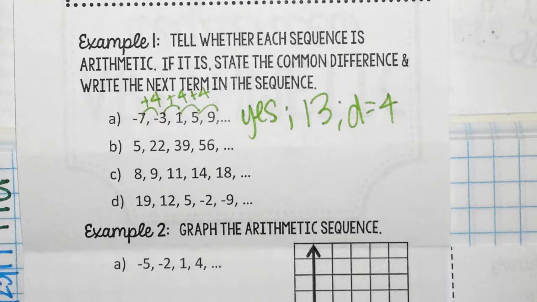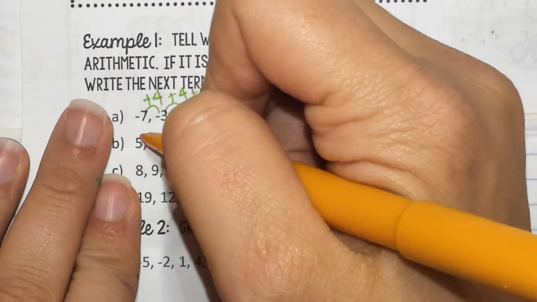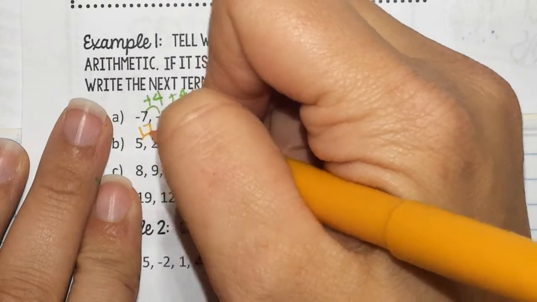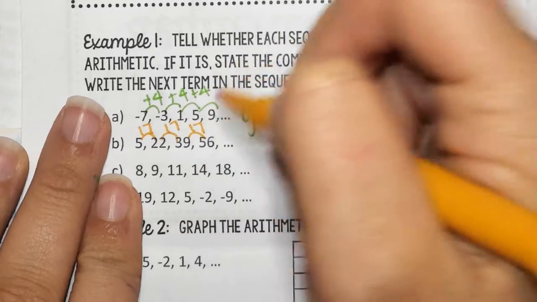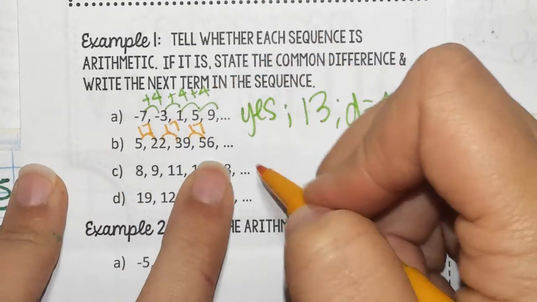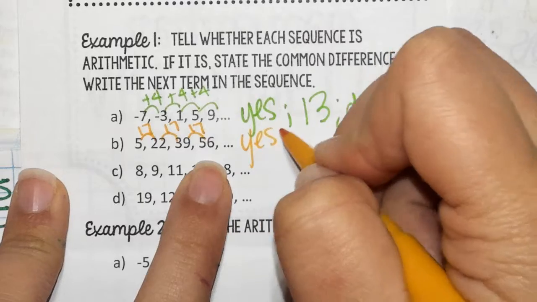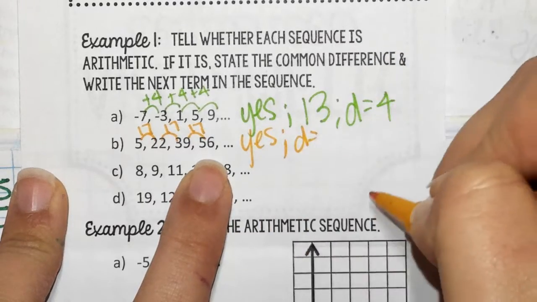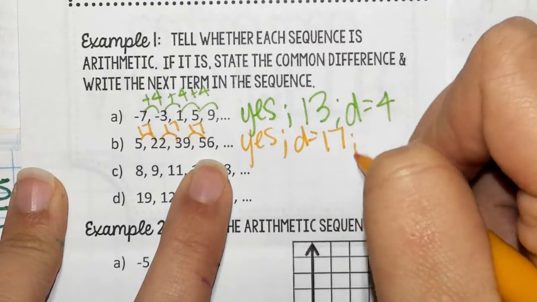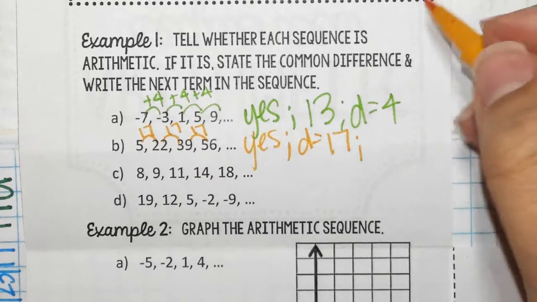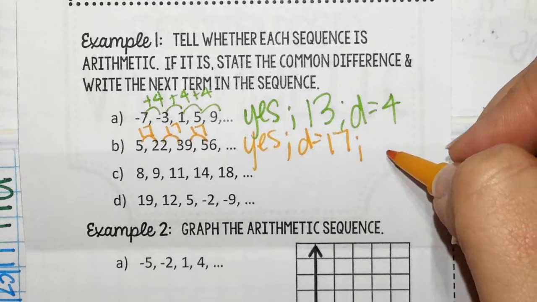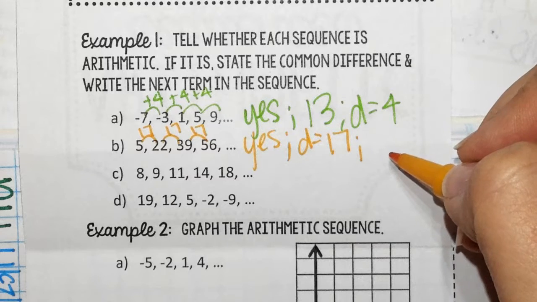How much is it increasing from 5 to 22? 17. Good. And how much is it increasing from 22 to 39? 17. And 39 to 56? 17. Okay, so is that an arithmetic sequence? Yes. What's the common difference? 17. And what's the next term in the sequence? You do 56 plus 17.